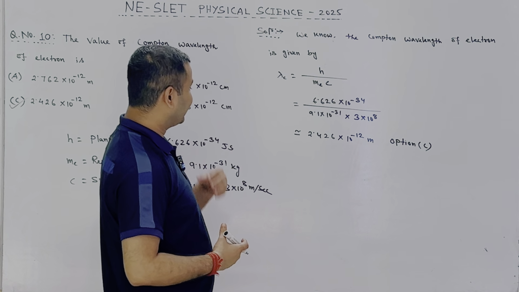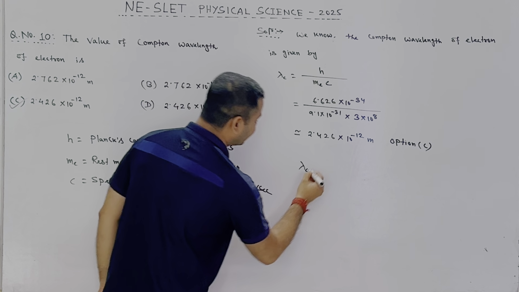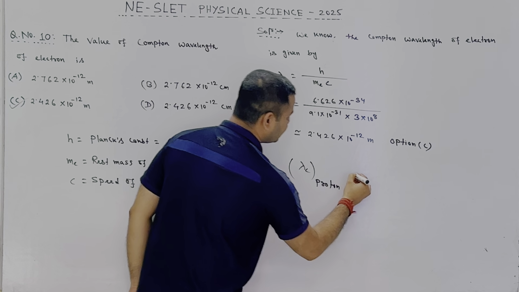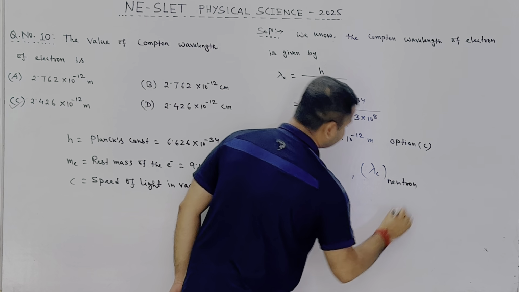Next, as a homework, please try to calculate the Compton wavelength of proton as well as the Compton wavelength of neutron also. Okay?